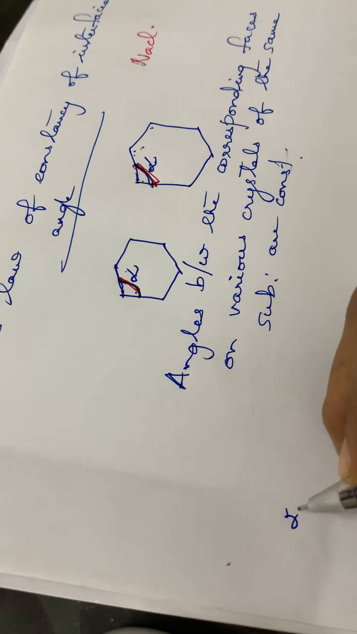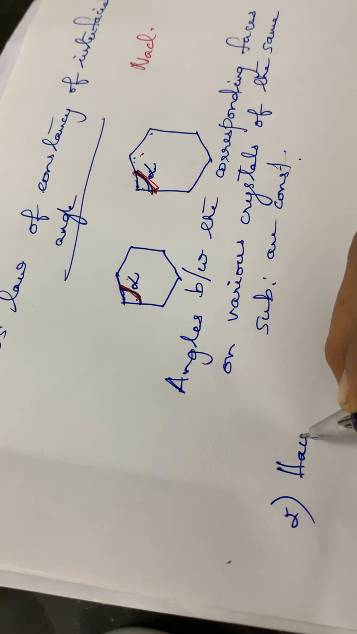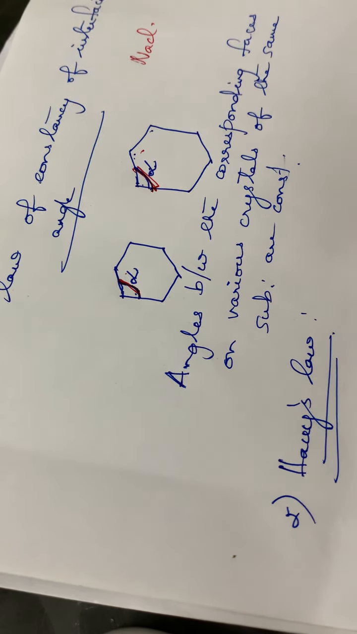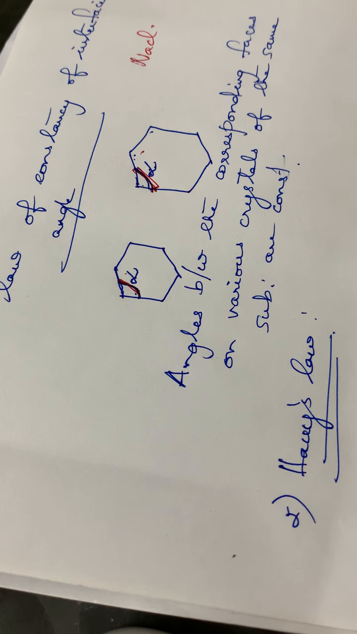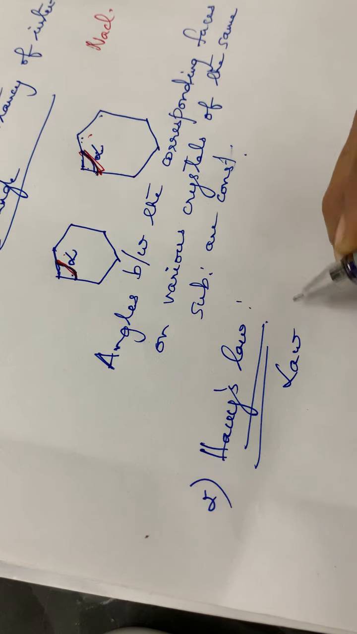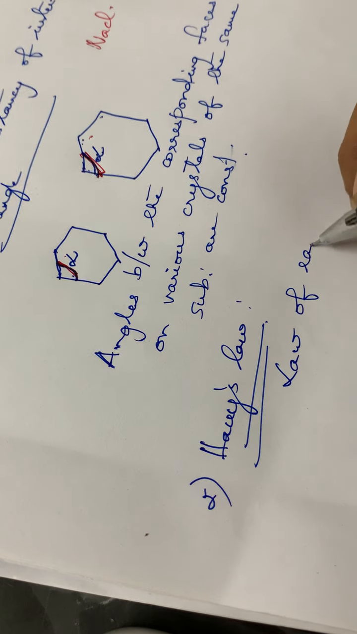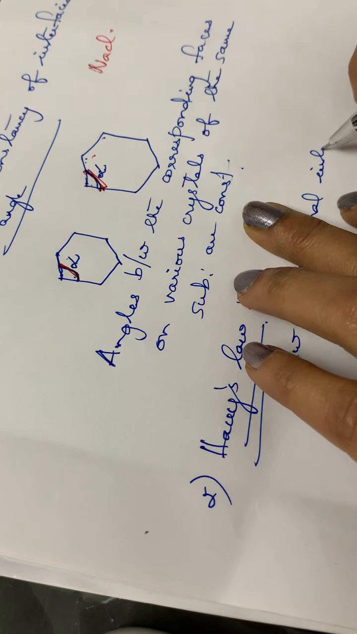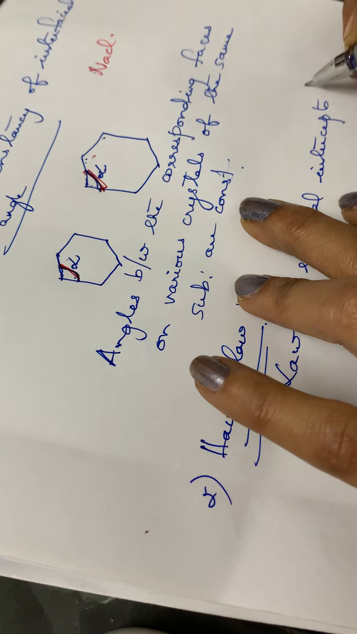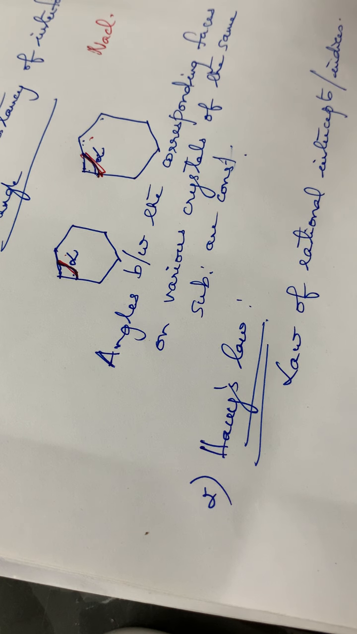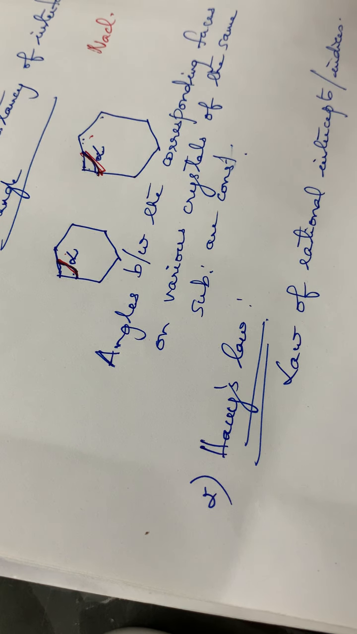Okay, second law, that is Haüy's law. So this Haüy law is used to establish the law of rational intercepts, or rational indices. Okay, it can be stated in both ways. It is the law of rational intercepts, or it is the law of rational indices.